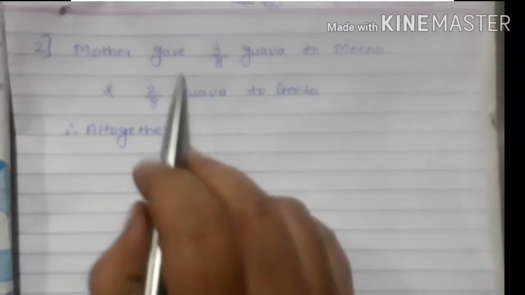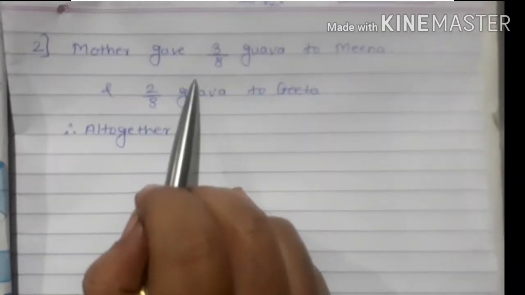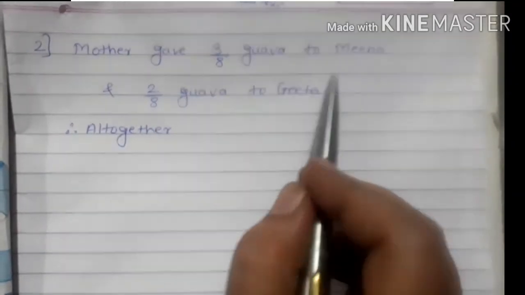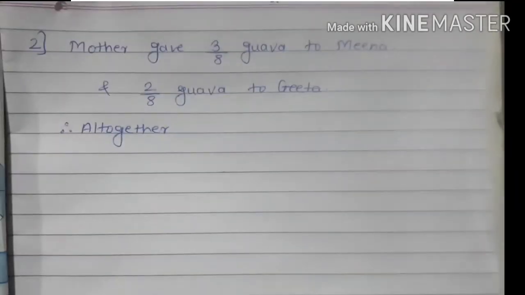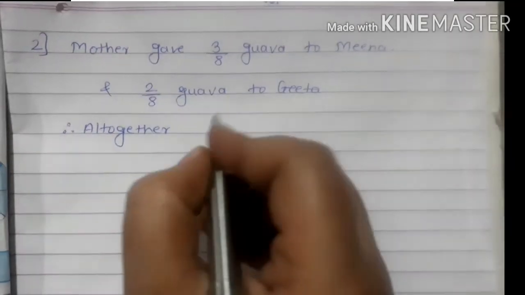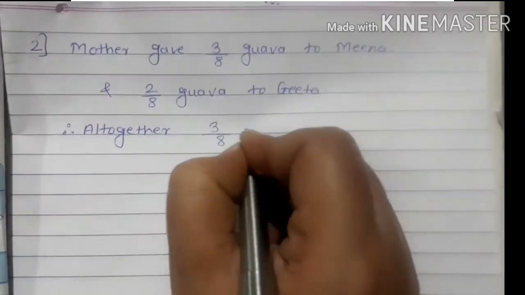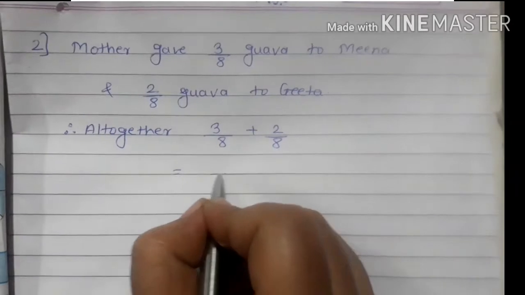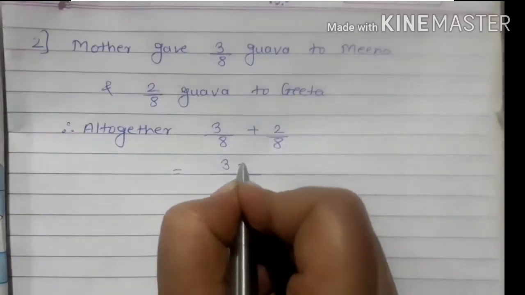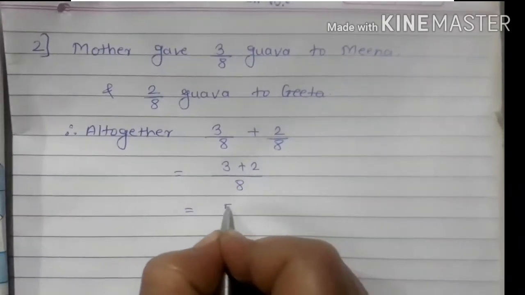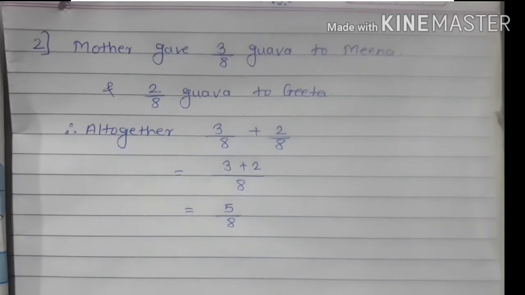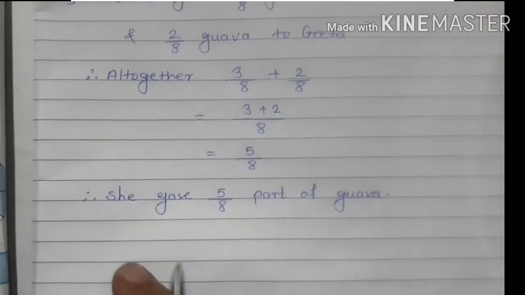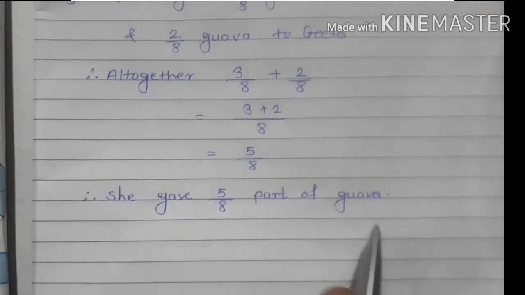Now let's see how to solve this. First we have to write the given thing. Mother gave 3/8 to Meena and 2/8 gawa to Geeta. As we have to find the all together, we have to do the addition. 3/8 plus 2/8. Observe the denominator. Both are the same, so write it one time. And 3 plus 2 means what? 5/8. So all together she gave 5/8 part of the gawa. Therefore, she gave 5/8 part of the gawa.